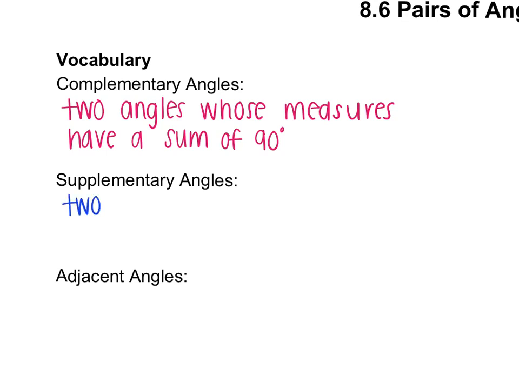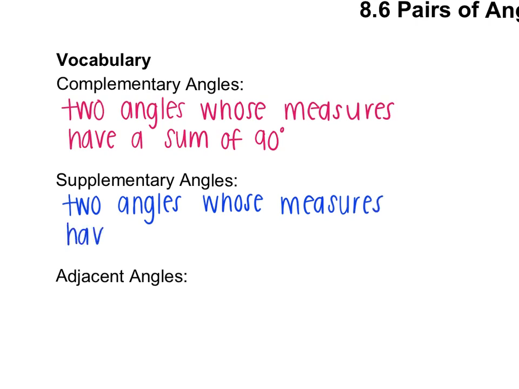So supplementary angles would be two angles whose measures have a sum of 180. So 90 is complementary, 180 is supplementary. That's what we have to remember. And then adjacent angles are basically two angles that are next to each other.